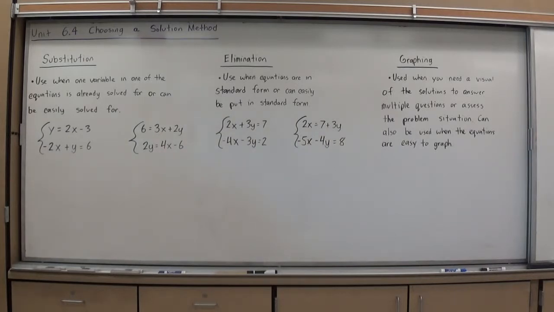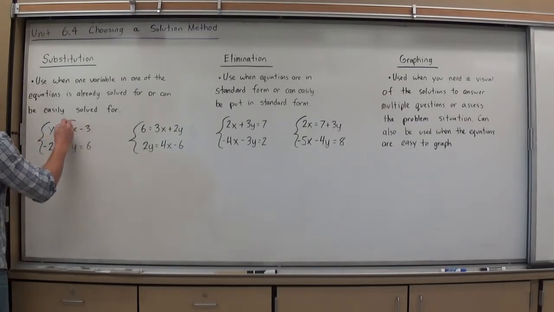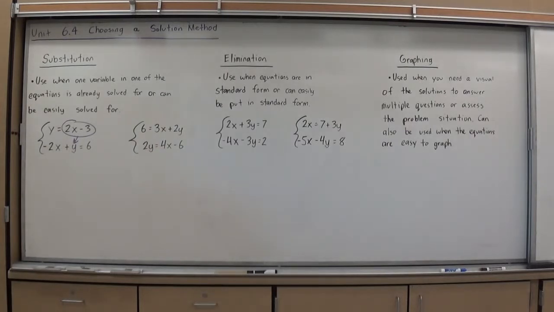So when is substitution the best method for solving? Substitution is best when you already have one of the variables in one of the two equations solved for, or you can easily solve for one of those variables. I wrote two examples. In this first one, substitution would be a good choice because you already know what y equals and can very easily plug it into the other equation to solve the system. So that is one example of when substitution would be a good choice.